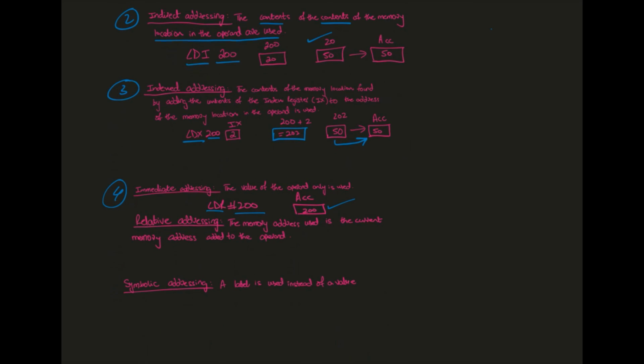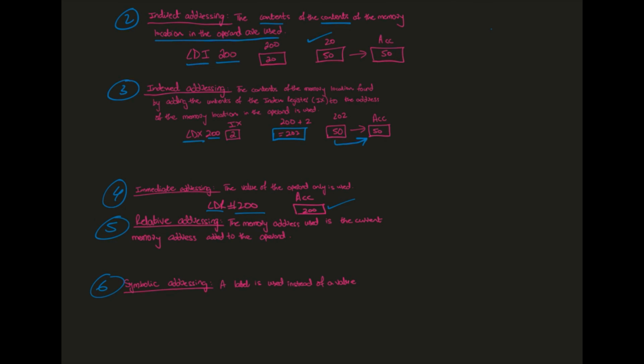For relative addressing, the memory address used is the current memory address added to the operand. You just need to know what it is. For symbolic addressing, a label is used instead of a value. We'll just be going over the definitions here. I have another video in which I attempt a trace table related to relative addressing, which would be much better to understand it rather than having some kind of an abstraction. It's better to go to that video and watch how you attempt relative addressing. That would be much better suited.